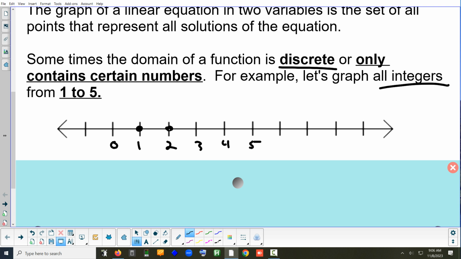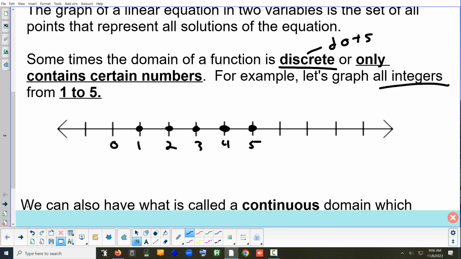What's the next integer after 2? 3. Okay, and the next integer? 4. And the next one? 5. So a lot of times when you graph something that's discrete, it looks like individual dots. So you can think they both start with the letter D. Discrete. When you graph it, it looks like dots. Discrete dots. Any question on that?